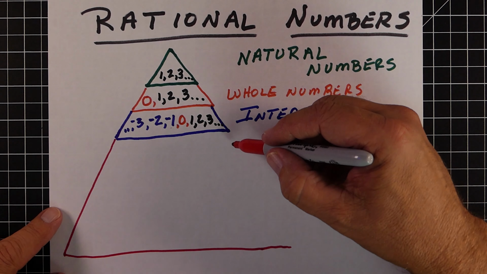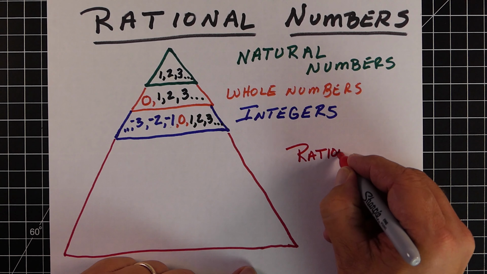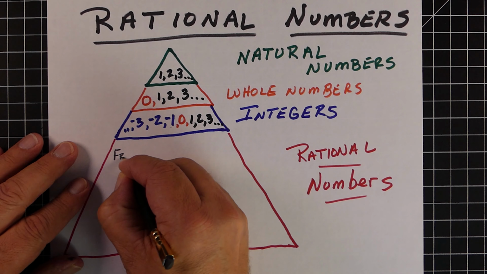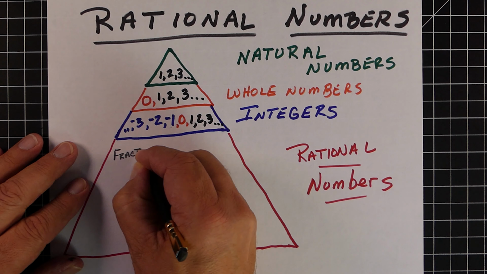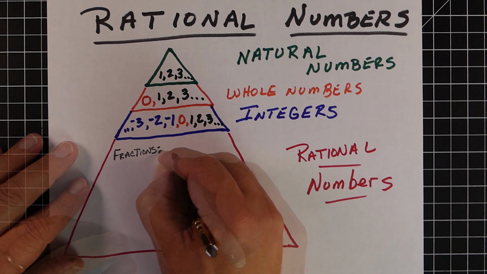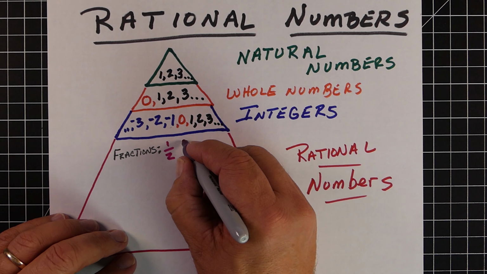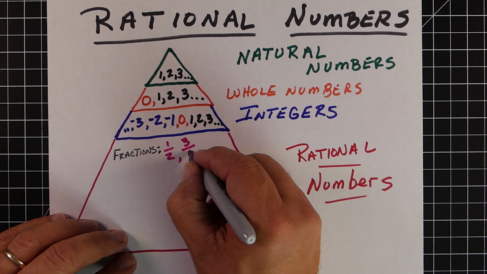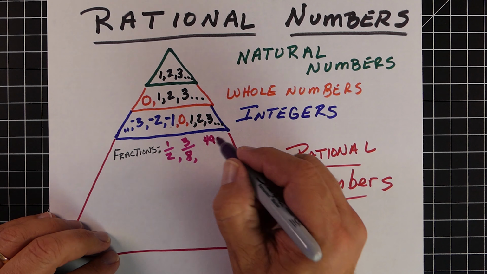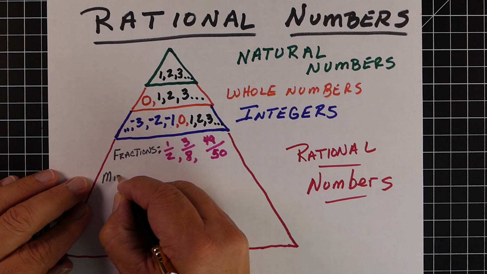This fourth level, we're just going to refer to as rational numbers. All of this is obviously rational, but there's a whole bunch of stuff that comes in this part of our pyramid. First of all, any fraction is a rational number. So all the natural numbers, whole numbers, and integers are all rational, plus fractions. So any fraction, like 1/2, 3/8, or say 49 over 50, would be rational.